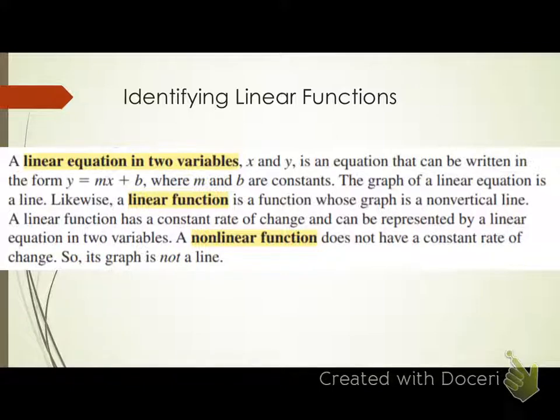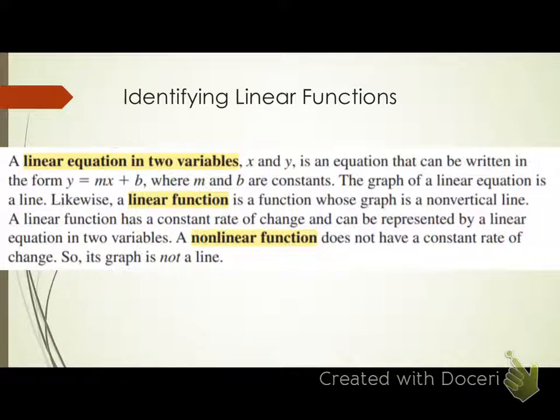Because if we have a vertical line, is that a function? No. Why not? Because there has to be a different y value for each x value. My x values repeat, right? It doesn't pass the vertical line test, does it? So it's still a line, but it's not a linear function. Can't call it a function. So a linear function is a function whose graph is a non-vertical line. Any other type of line is a linear function, except for a vertical line.